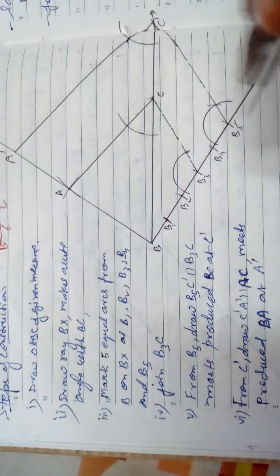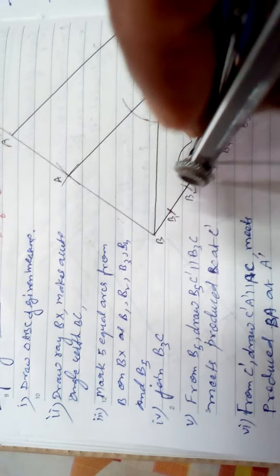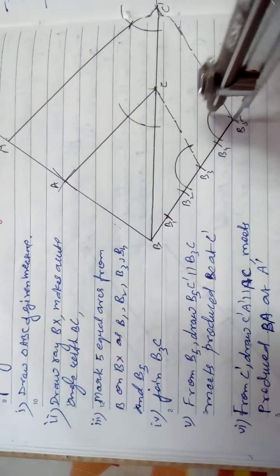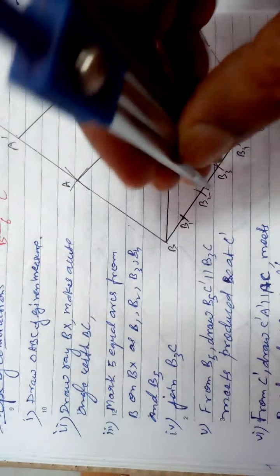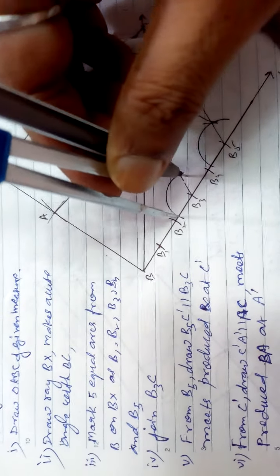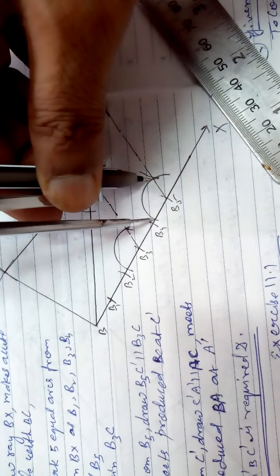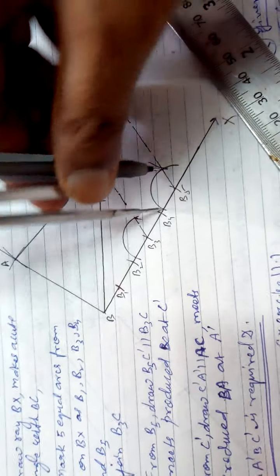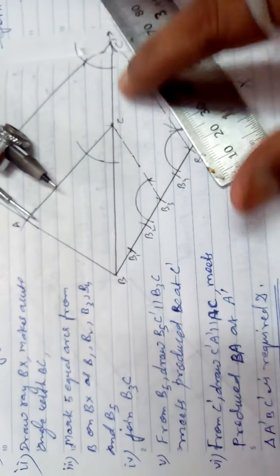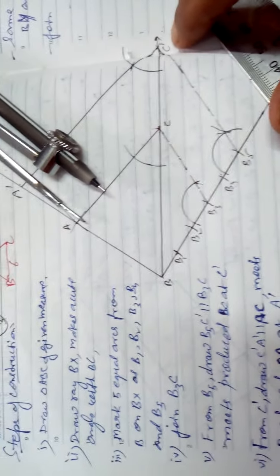How? Same process. From B3 you put one arc like this. From B5 you form an equal angle. Measure this angle from here to here, and from here I am cutting like this. When it cuts, you join by scale and produce this line, BC produced, where it meets, its point is C dash.